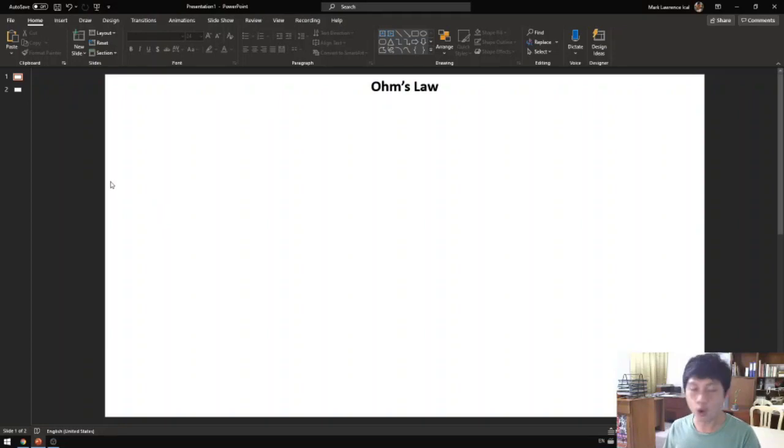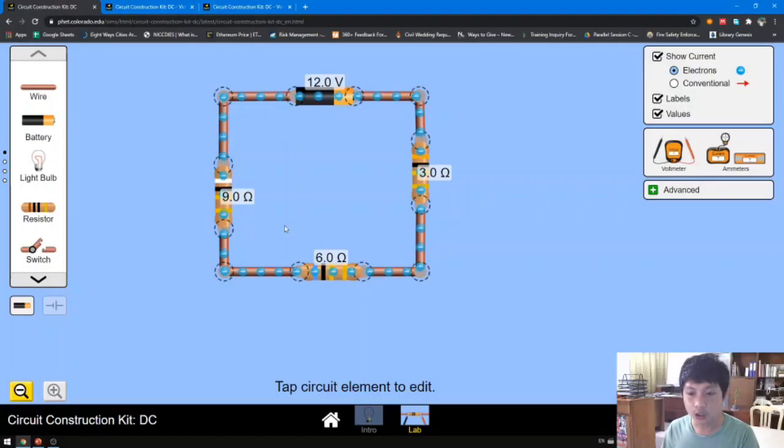But before Ohm's law, we have to understand that electrons travel from the positive down to the negative terminal of the battery. However, this is quite tricky because some experts believe that it's all the opposite way. So that's why we have conventional. Okay, so we have conventional and we have electrons.